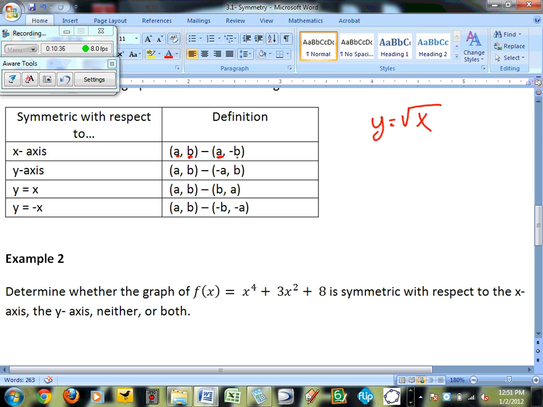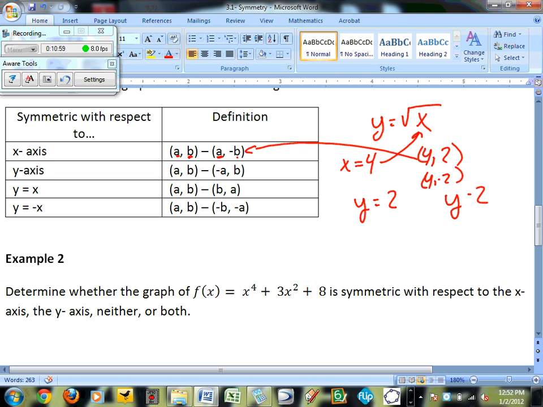Well, let's plug in an easy root. Let's plug x equal to 4. When x equals 4, y can equal 2, or y can equal negative 2. So we have a point for 2 and a point for negative 2, right? Because when we take the square root of everything, it's plus or minus. So that would fulfill this requirement here, that when I plug in the same x value, I can get both a positive and the negative. Therefore, it's symmetric with respect to the x-axis.